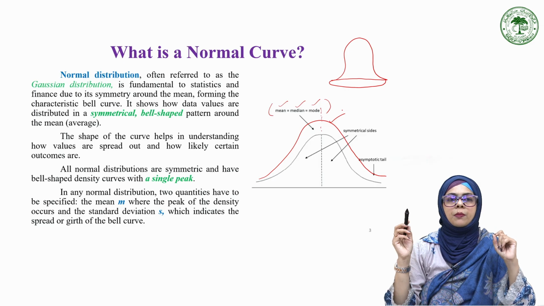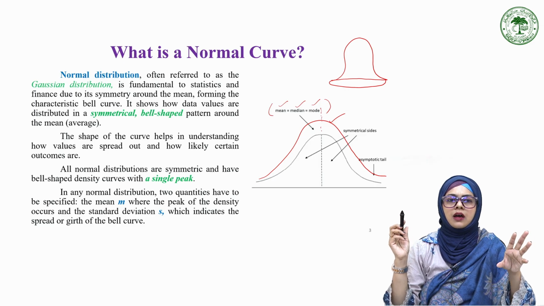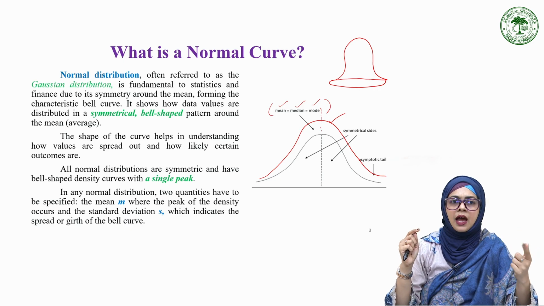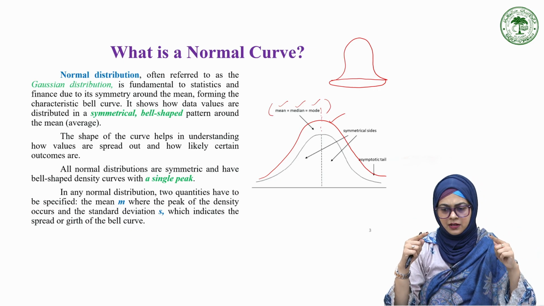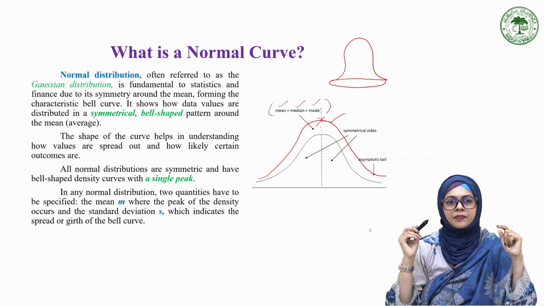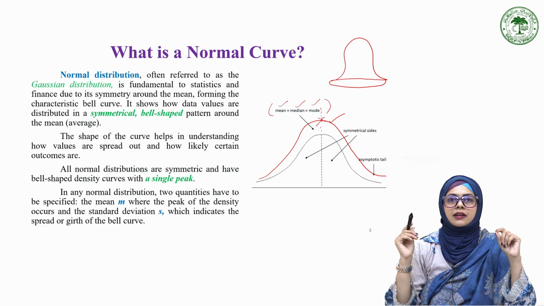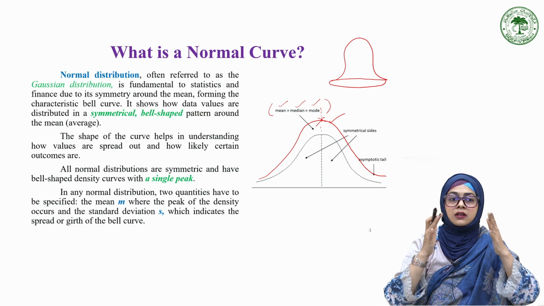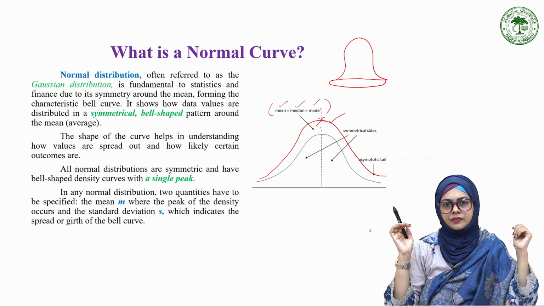In any normal distribution, two quantities have to be specified. First, we should know the mean, M, where the peak of the density occurs, right here. This is the point. And the standard deviation, S, which indicates the spread or girth of the bell curve.